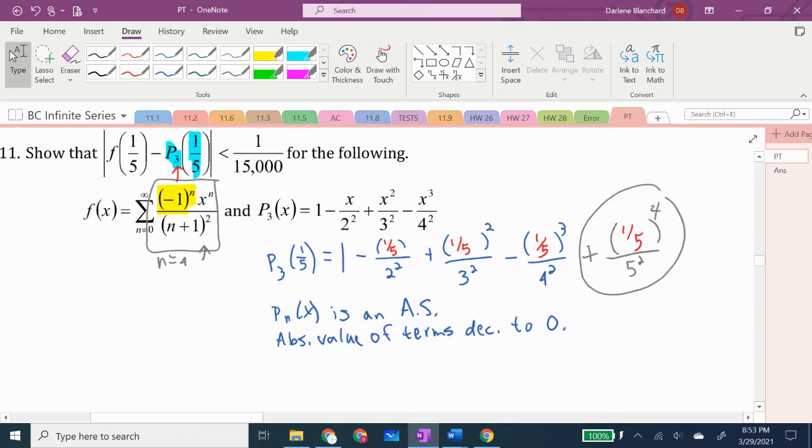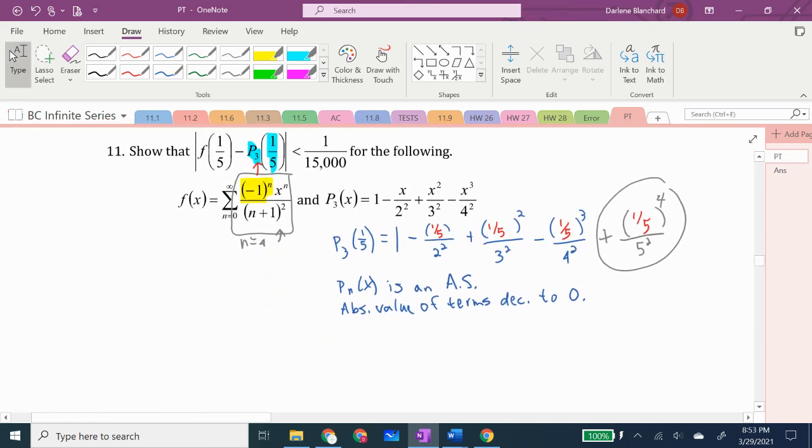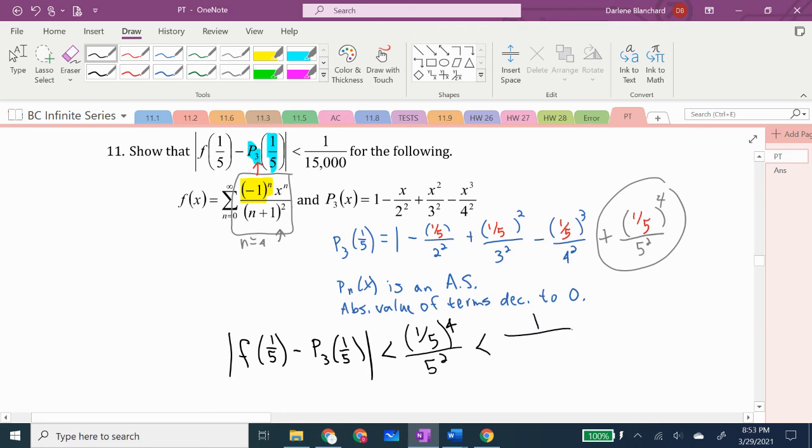So therefore, I can say that my actual error of estimating f of 1/5 through this third degree polynomial is less than the absolute value of this, but since I don't have a negative, I'm not going to bother writing the absolute value. That is less than 1 over 15,000. You can double check that that inequality holds, but that's enough said.